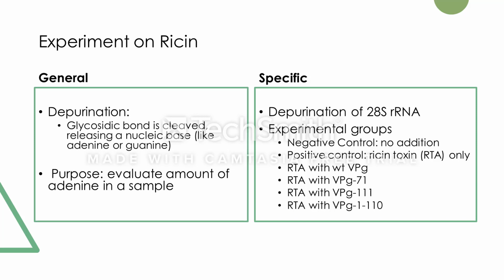VPG, a known inhibitor of toxins similar to ricin, was used in this experiment to see how well it inhibited ricin. Different doses of VPG were used by removing a number of amino acids from the N-terminus of the compound. VPG 71 meant 70 terminal amino acids were removed, while VPG 111 meant 110 terminal amino acids were removed.